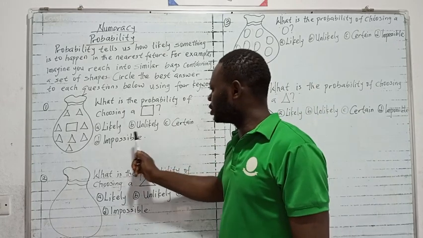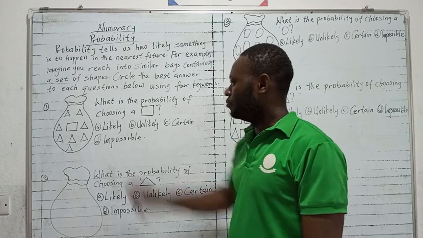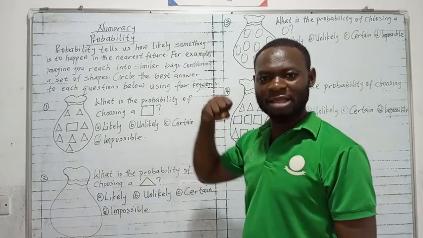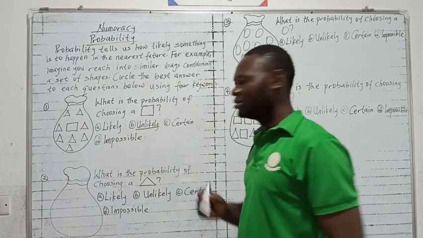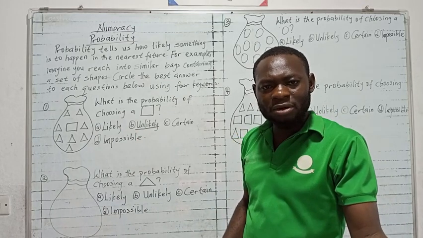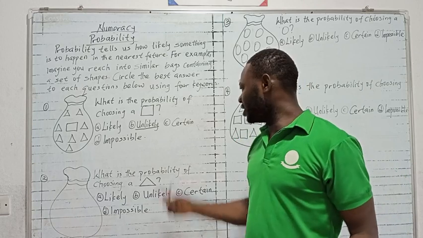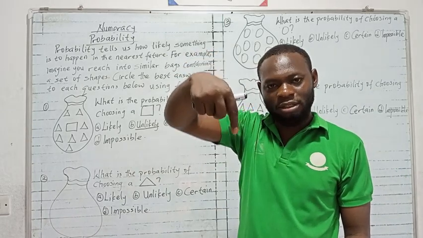So looking at this, you will notice that there is only one rectangle, but there are many triangles. So what is the probability that we choose a rectangle from there? We will say it is likely. Why is it likely? Because there are few rectangles and there are more triangles. So it's likely. Why didn't I take impossible? Because that thing is there.